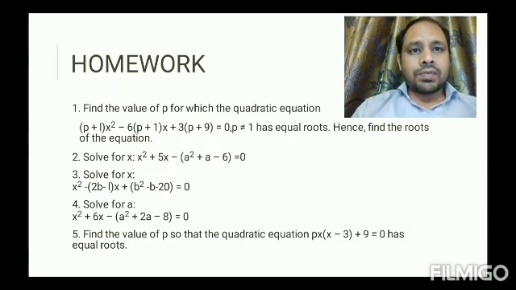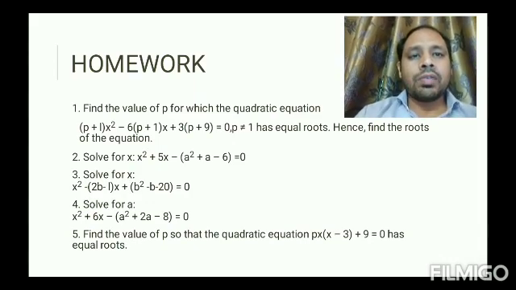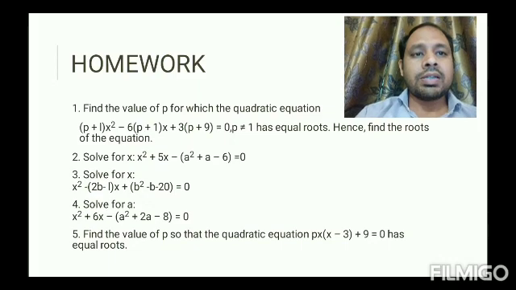The first question is: find the value of p for which the quadratic equation (p + 1)x² - 6(p + 1)x + 3(p + 9) = 0, where p is not equal to -1, has equal roots, hence find the roots of the equation. Question number 2: solve for x, that means we have to find the value of x, and the equation is x² + 5x - a² + a - 6 = 0.